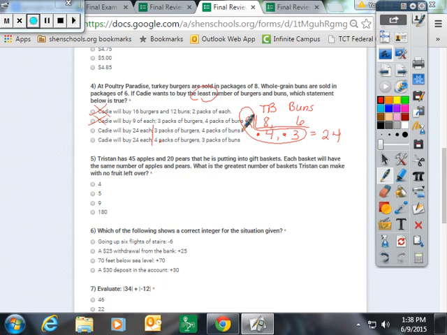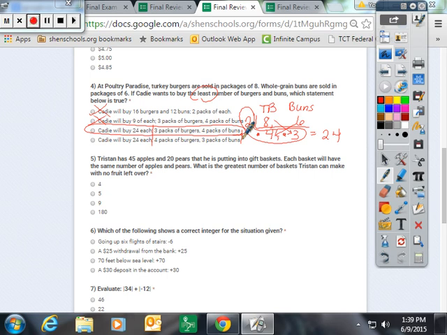So now we have to evaluate the second part, okay? When you do the least common multiple, you look across, okay? So I know Katie is going to buy 3 packages of burgers because 8 times 3 is 24. And she's going to buy 4 packages of buns because 4 times 6 also equals 24. So I need to find 4 packages of buns and 3 packages of burgers. And that was question C, or that was multiple choice C.